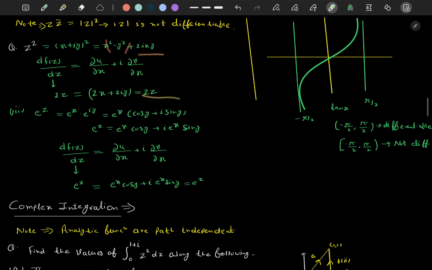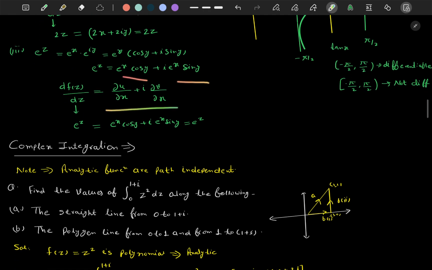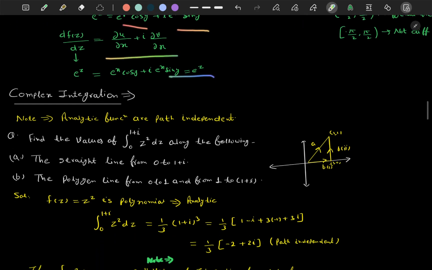Next, e raised to power z equals e raised to power x times e raised to power iota y. This is u, this is v. Just take del u by del x plus iota del v by del x. You are leading to the same function.